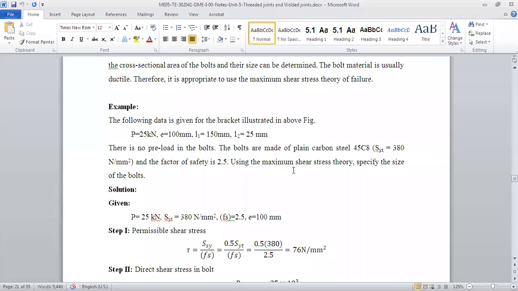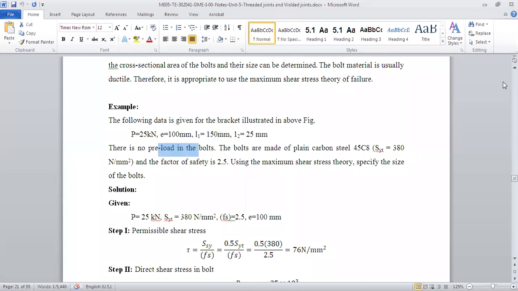See, it's basically the same numerical, but here they have given load and eccentricity. Load is given as 25 kilonewton, so basically 25,000 Newton, eccentricity 100 mm. There are two bolts distances given: the closer bolts are at 25 mm and the bolts having the farthest distance are at 150 mm from point C.